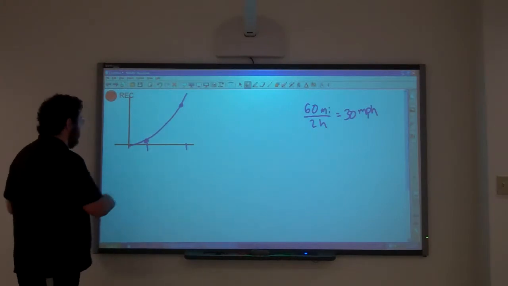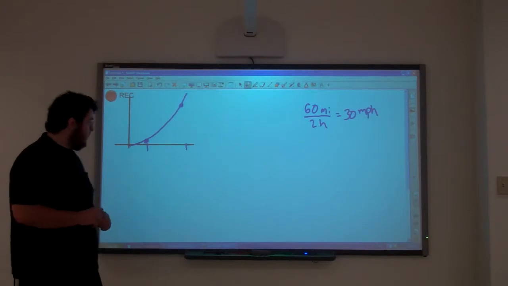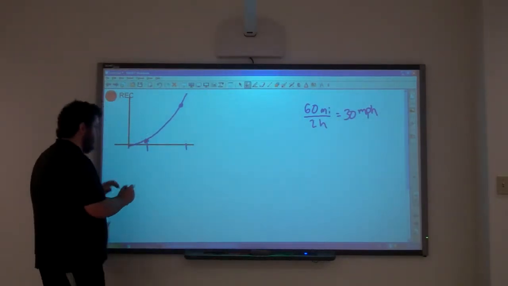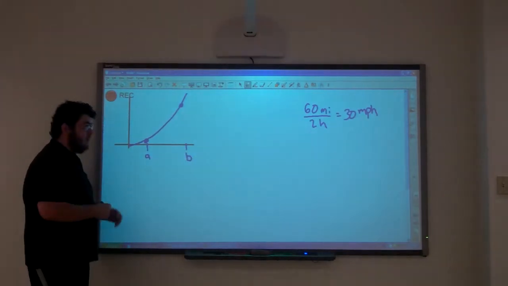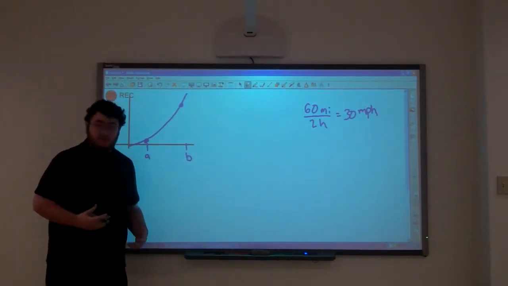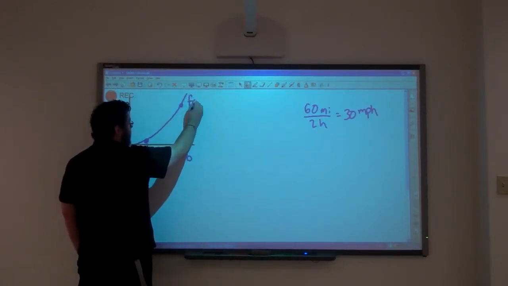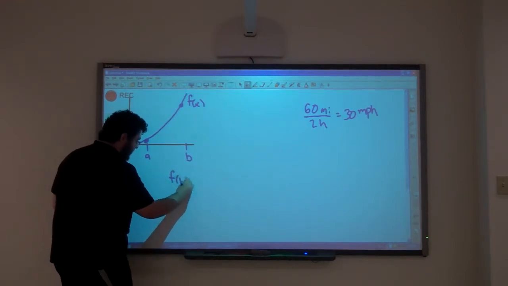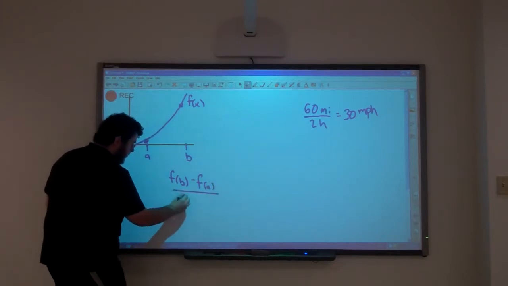So let's say that this graph models the position of your car at any point during your trip. Now, if we wanted to know this number, all we would do is take, let's say this is our point A, and this is our point B. If we wanted to know the average velocity, we would take, this is our function f of x, we would take f of b minus f of a over b minus a.